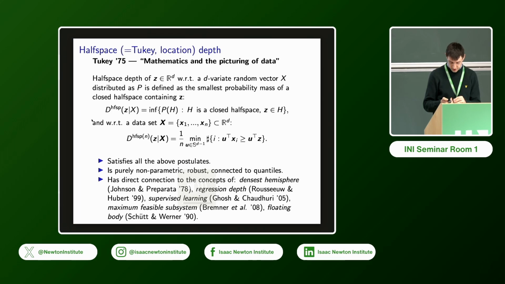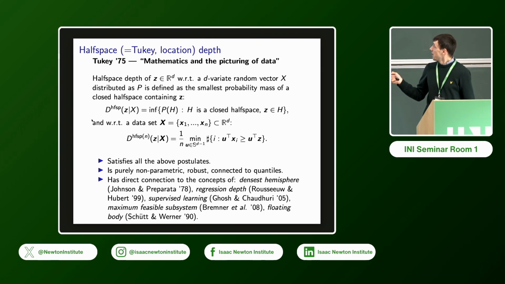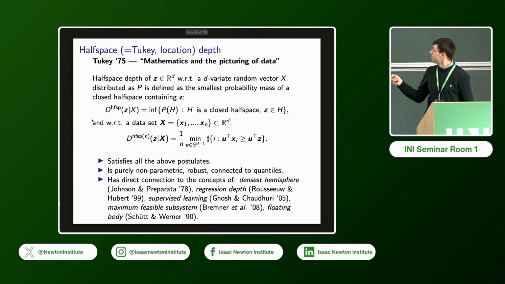And this is the historically first notion of data depth, which is the half-space depth. Half-space depth is defined as the probability of a closed half-space with the restriction that this half-space should contain the point for which we compute the depth. Of course we can quickly construct an empirical estimator. This is a nice depth notion in the sense that it satisfies all the postulates and requirements I mentioned before. It's purely nonparametric, it's robust, it has a direct connection to quantiles and to other nice concepts such as the densest hemisphere problem, regression depths, supervised learning, maximum feasible subsystem, floating body.